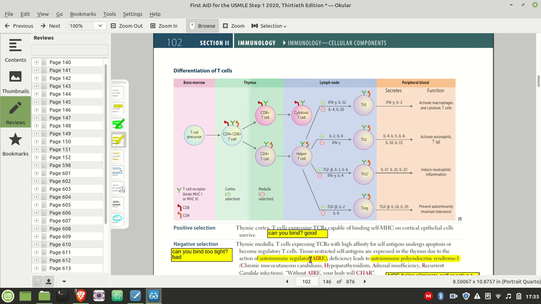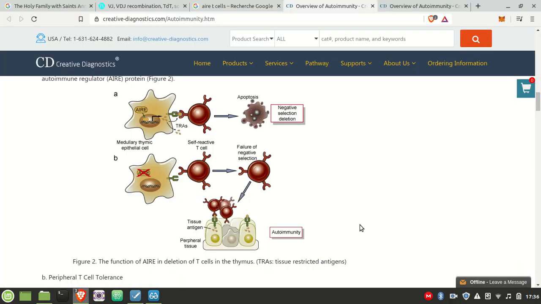And here they talk about AIRE, autoimmune regulator. This thing's actually pretty important because it helps show and present and make material that these T cells end up getting exposed to. So let me pause it for a second and pull up a good image. Yeah, here's a pretty good image. So of course we're in the medulla. This is your regulator protein.